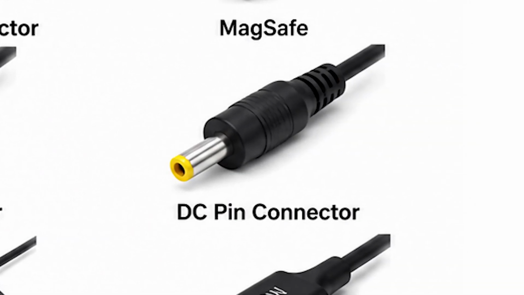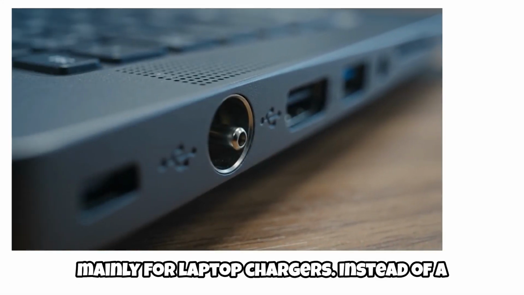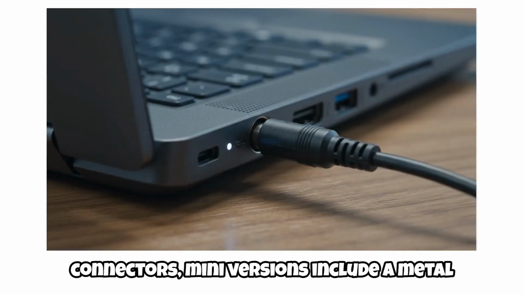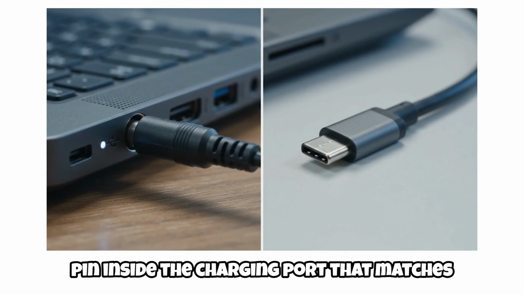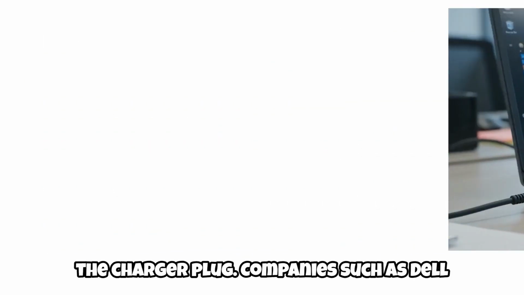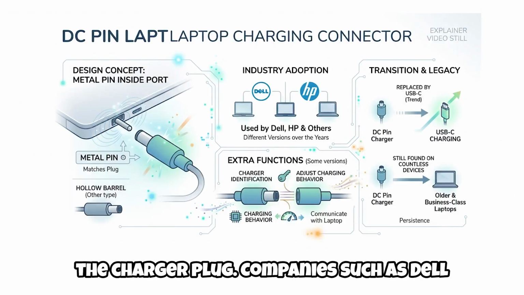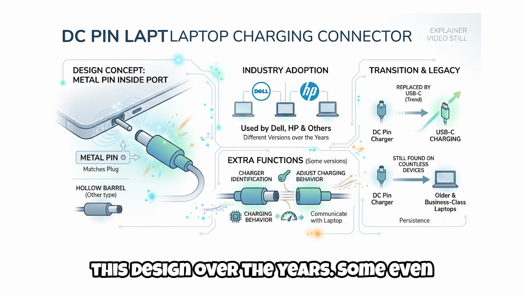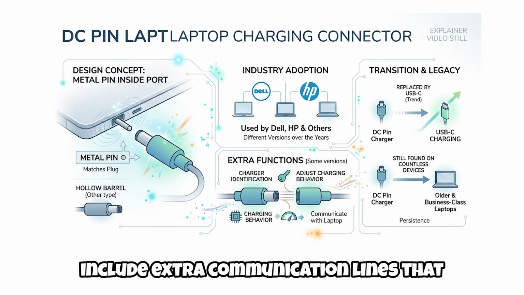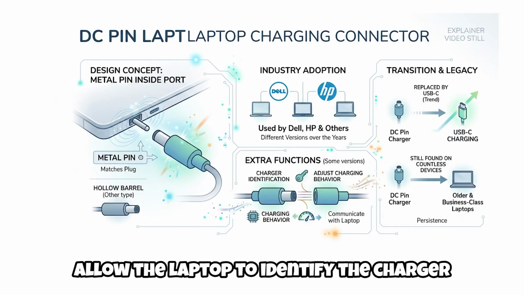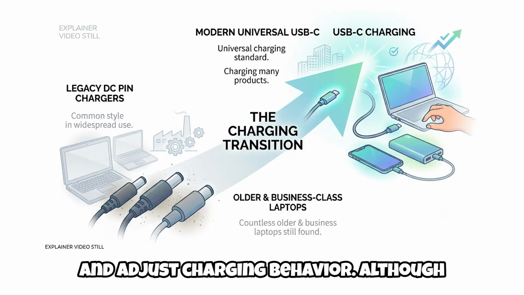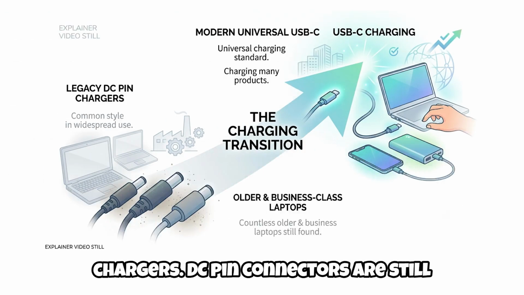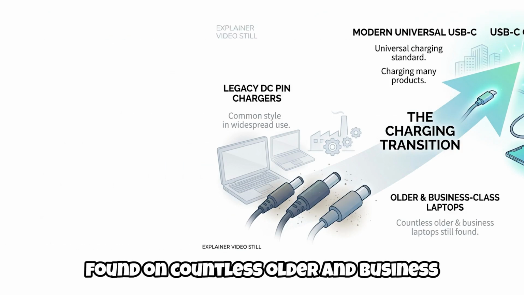DC pin connector. The DC pin connector is another common style used mainly for laptop chargers. Instead of a hollow center like some barrel connectors, many versions include a metal pin inside the charging port that matches the charger plug. Companies such as Dell and HP have used different versions of this design over the years. Some even include extra communication lines that allow the laptop to identify the charger and adjust charging behavior. Although USB-C is replacing many proprietary laptop chargers, DC pin connectors are still found on countless older and business-class laptops.